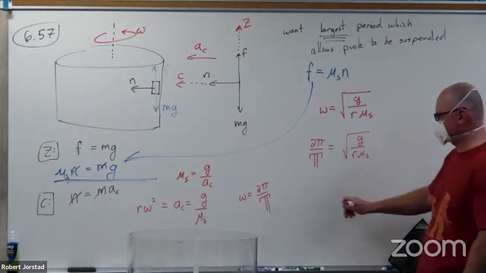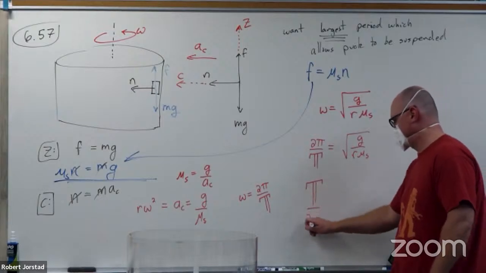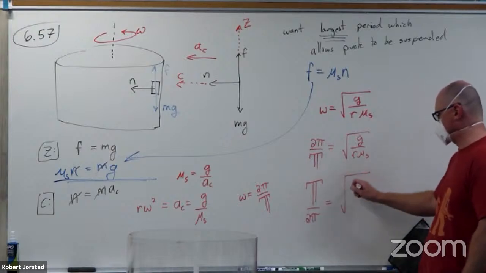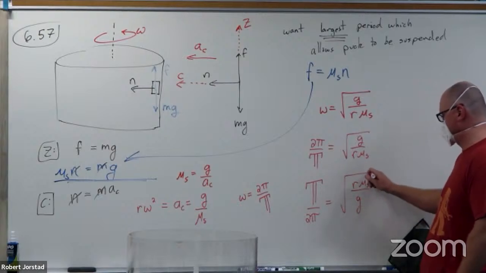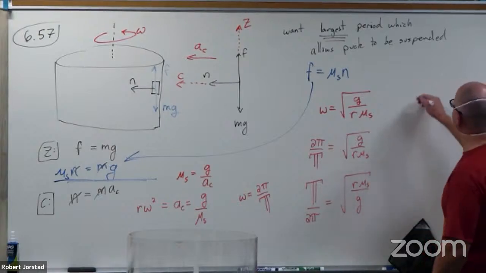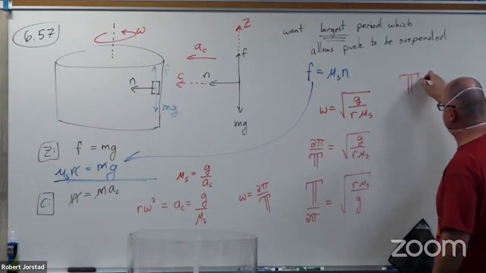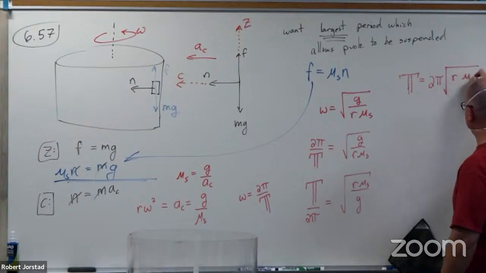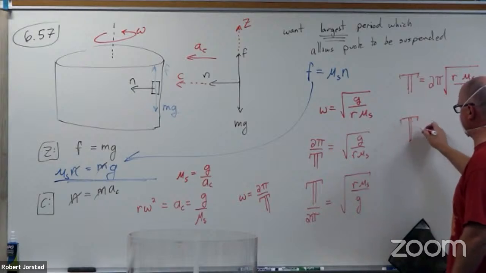Now I'm going to flip both sides. That means flip the square root. That means the period should equal 2 pi times the square root of R mu static over g. Now I've got some numbers for you. Let's actually plug in the numbers.